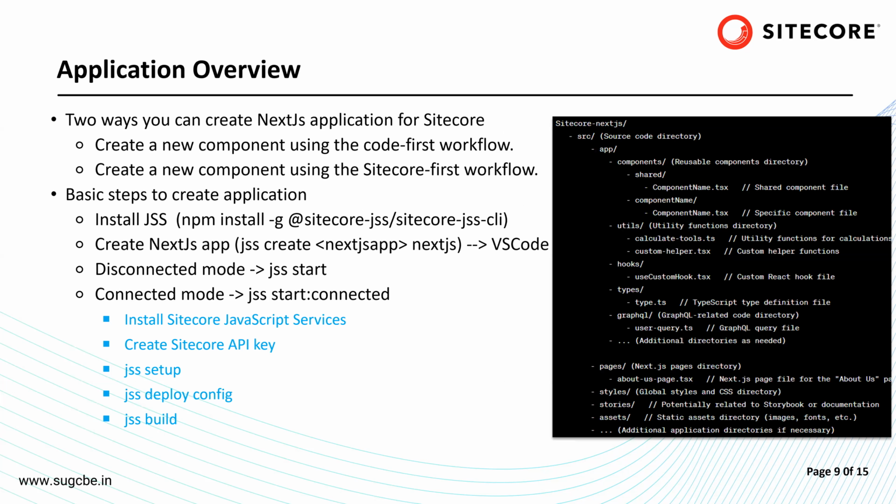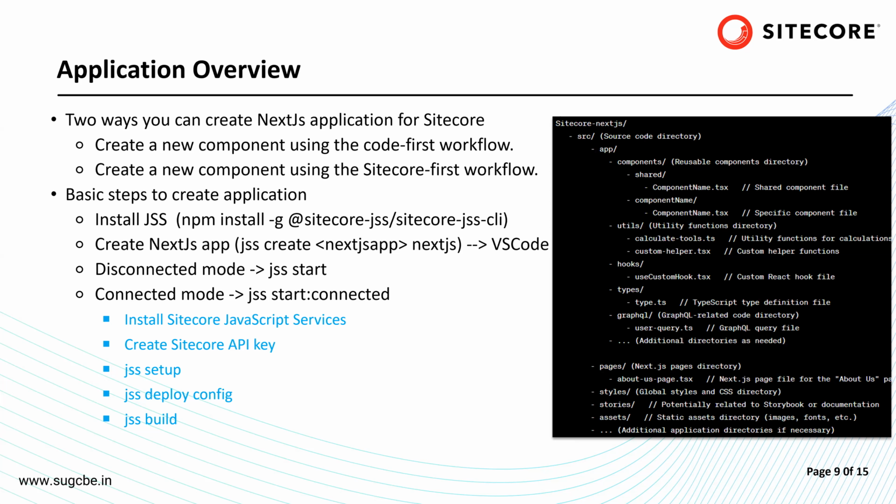Next slide, please. Okay, so the application overview. When I decide to create a Next.js application for Sitecore, there are two different ways we can create the application: create a component with the code-first workflow, and create a component with the Sitecore-first workflow. What is the difference between them? It's the same as earlier in Sitecore development, where we had test-driven development and data-driven development. So something like that, we have a code-first approach and a Sitecore-first approach.